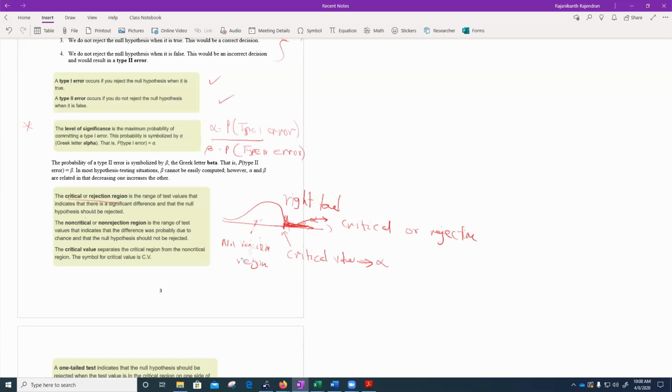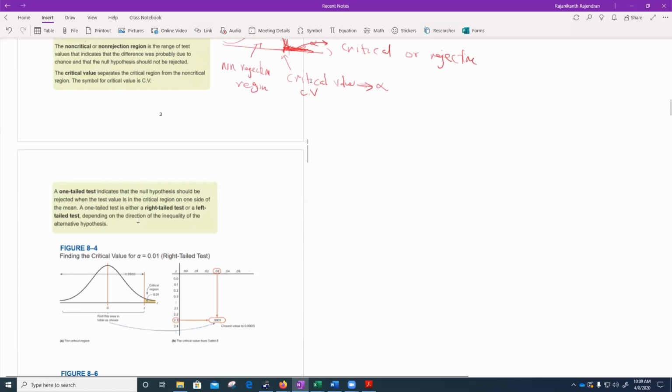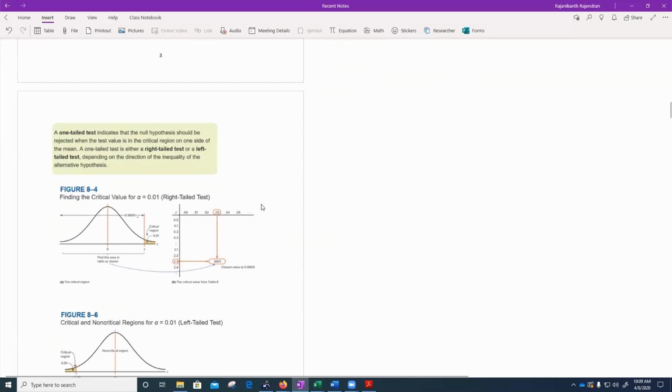So this value is called the critical value. We use the abbreviation C.V. for critical value. So these are kind of definitions. We will look at one example, then you will understand these statistical terms. So here we have taken one example about the critical region.